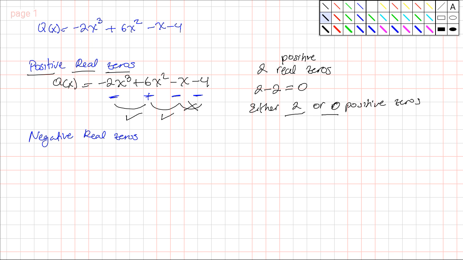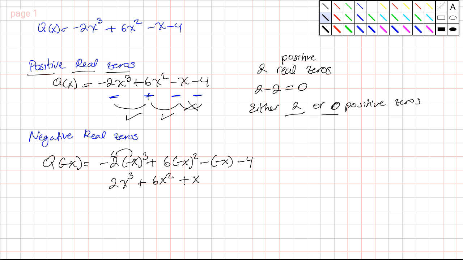For the negative real zeros, you have to look at q of negative x. When you look at q of negative x, you have to plug in negative x wherever you see x. So you have negative 2 times negative x cubed plus 6 times negative x squared minus negative x minus 4. When we look at this, this is going to become a negative. So the negative times negative 2, you're going to have 2x cubed plus 6x squared when you simplify, and then you have plus x minus 4.